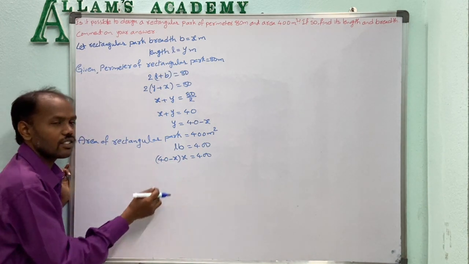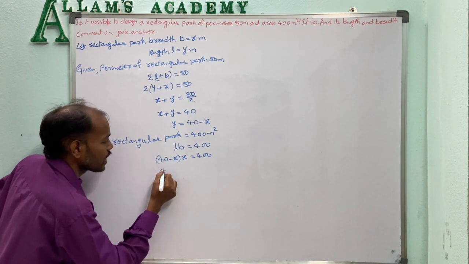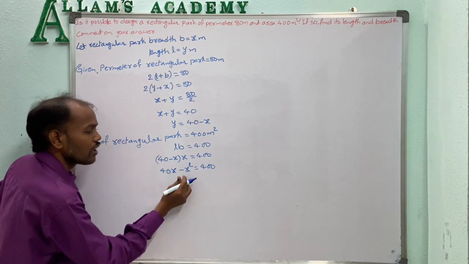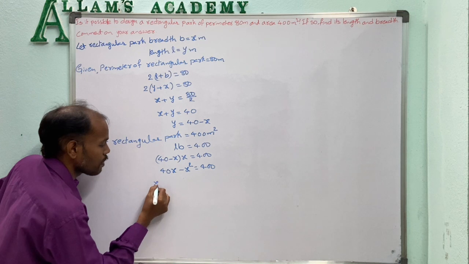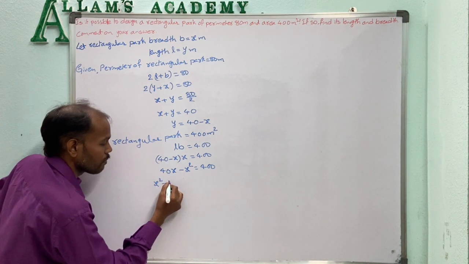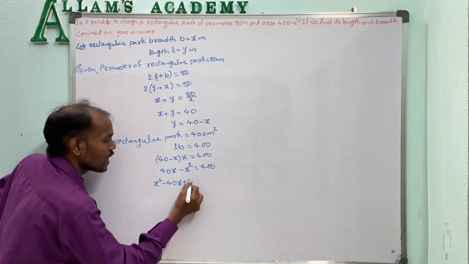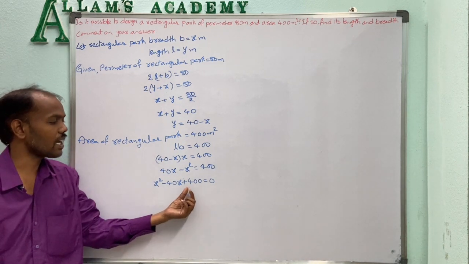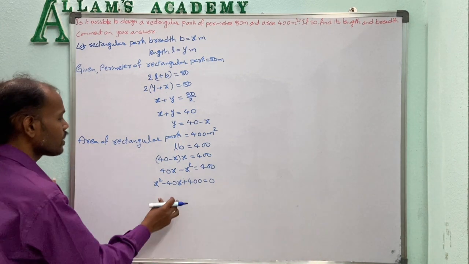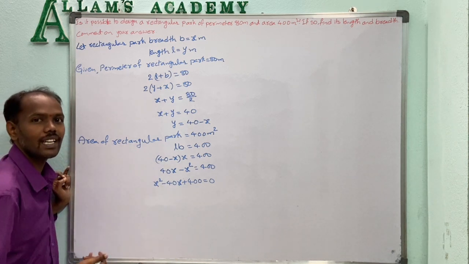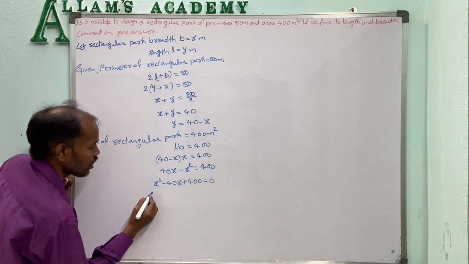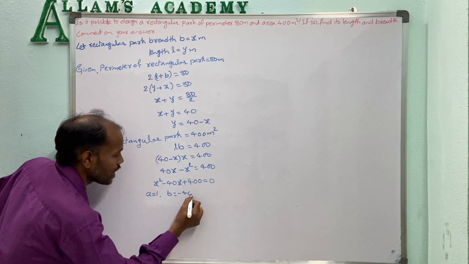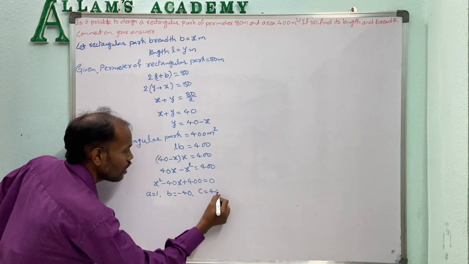So 40 minus x into x, that means 40 into x equal to 40x, minus x into x is nothing but minus x square, equal to 400. Now minus x square is transferred to that side, that is plus x square, plus 40x is transferred to that side, minus 40x plus 400 equal to 0. Now here we get the quadratic equation x square minus 40x plus 400 equal to 0. Now comparing this with the general form of the quadratic equation ax square plus bx plus c equal to 0, here a is equal to x square coefficient 1, b equal to x coefficient, that is minus 40, c equal to constant term, that is 400.